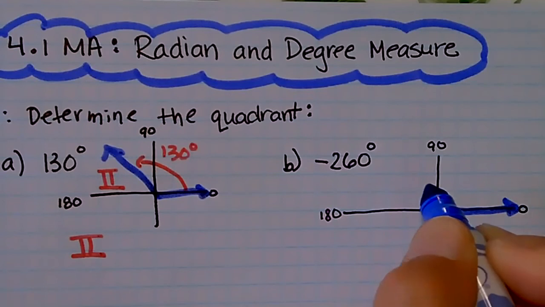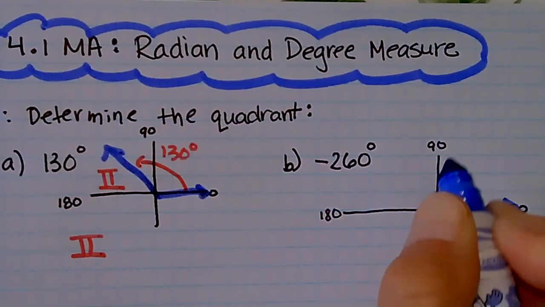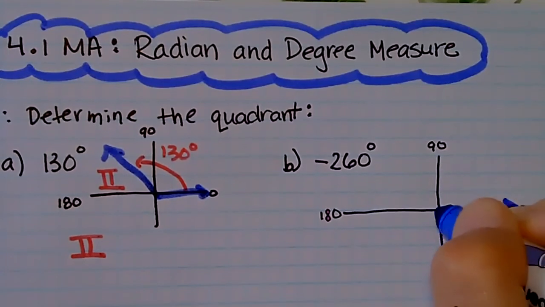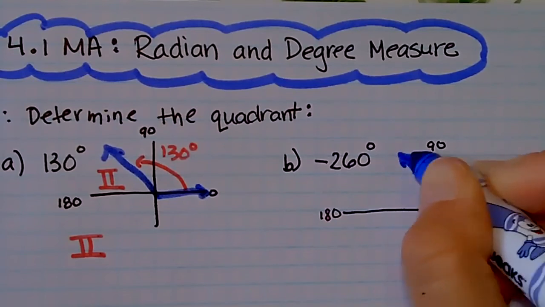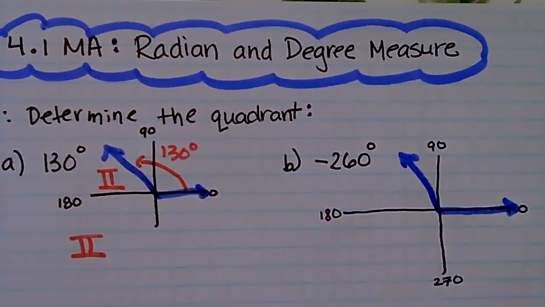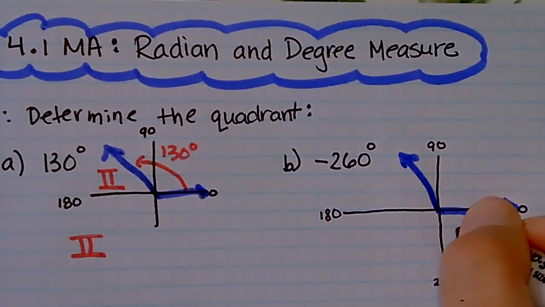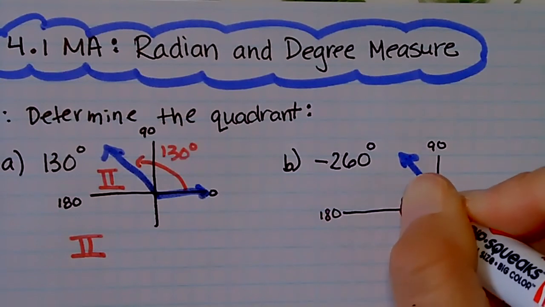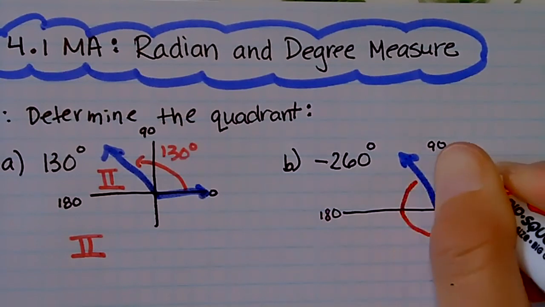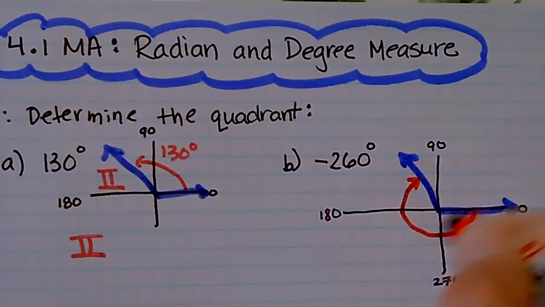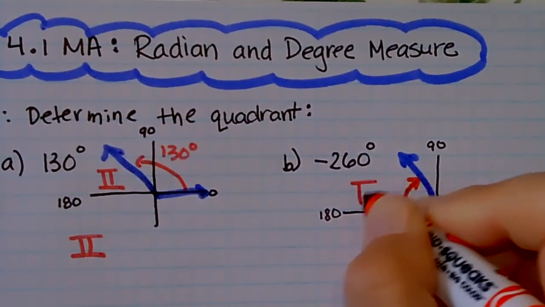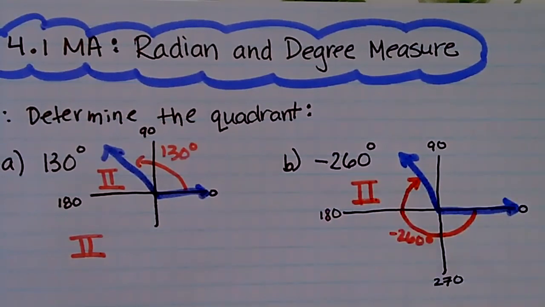So it's actually going to be in quadrant 2, and it's going to be pretty close to my 90 degree here. So let me just draw it kind of like this. And again, I started here. I went negative 90, another negative 90, which is 180. Almost another negative 90, which would have put me at 270 up here. Okay, and so this would be negative 260 degrees. And I actually ended up at quadrant 2. Okay, and so this answer is quadrant 2.